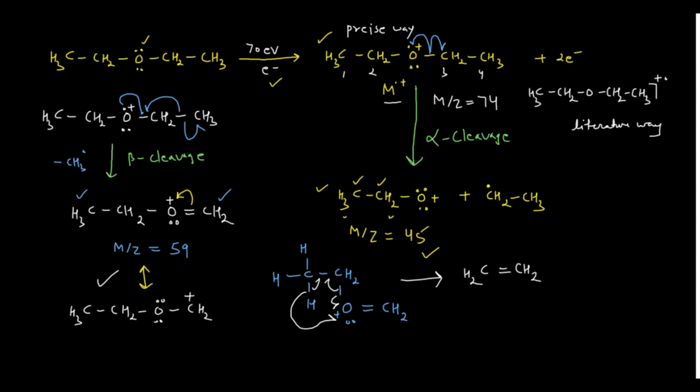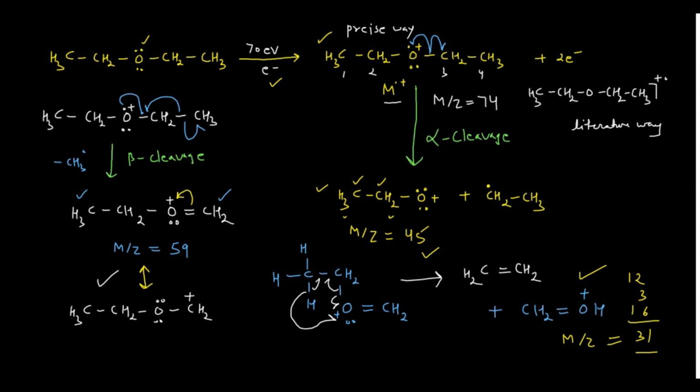Another very important fragment is this one, CH2 double bond OH plus, and of course the positive charge is there on the oxygen atom. If you count the molecular weight of this particular fragment, then one carbon is there which is 12, and 3 hydrogens which is 3, and one oxygen which is 16, and that will give you 31. So this is m/z of 31.